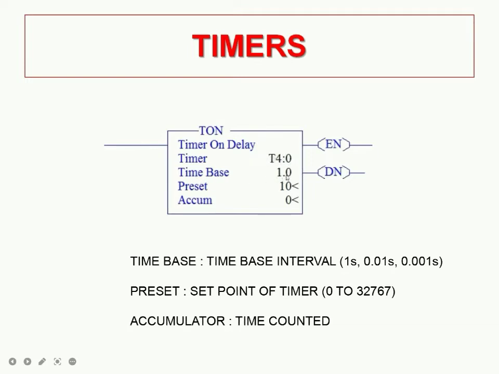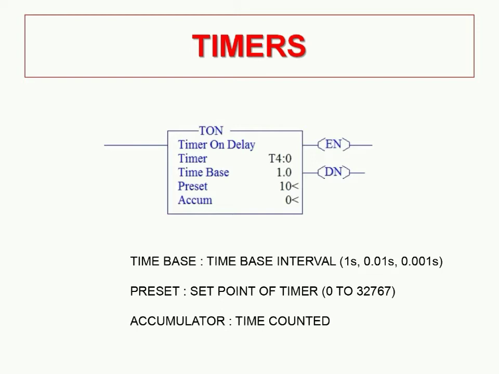Next is time base. You can see I have written time base interval. It is 1 second, 0.01 second, and 0.001 second. These are the three types of time base you will get. When you click on this, I will show you in an example. When you click on the time base, you will get these three options: 1 second, 0.01 second, and 0.001 second.